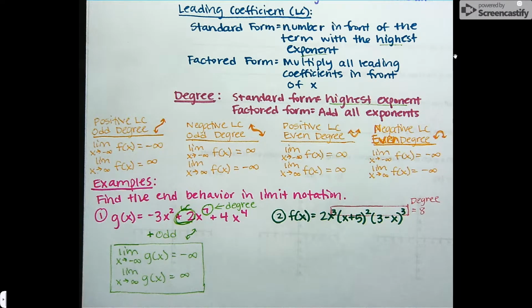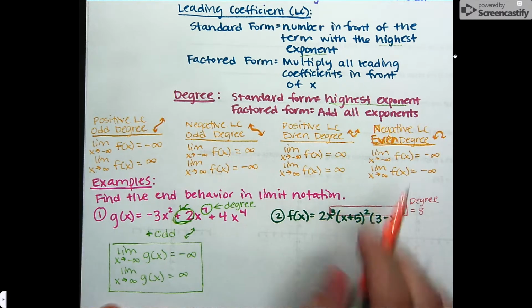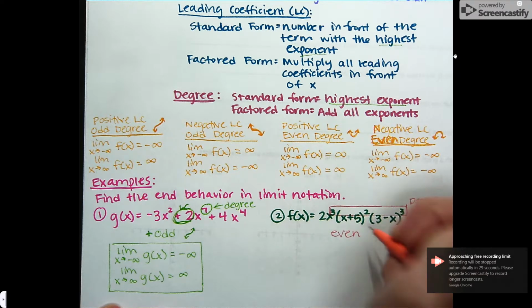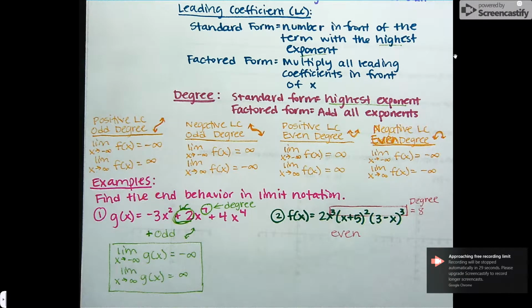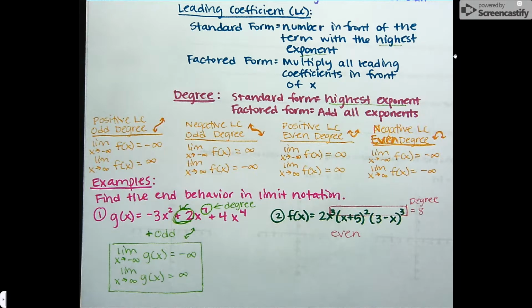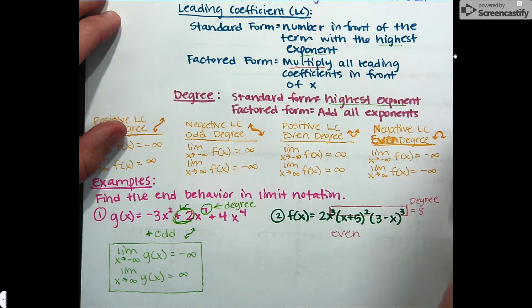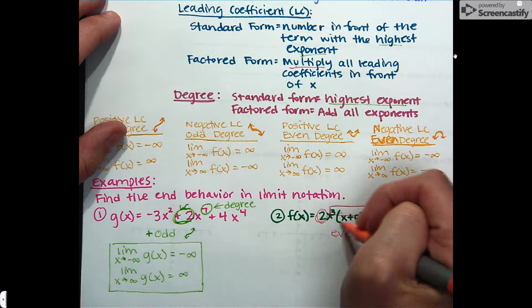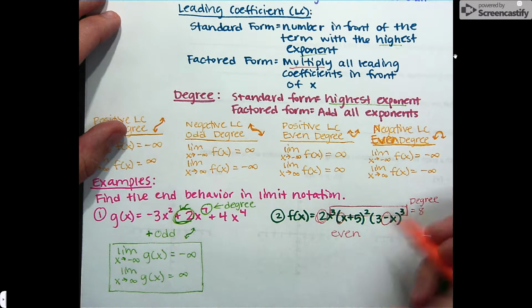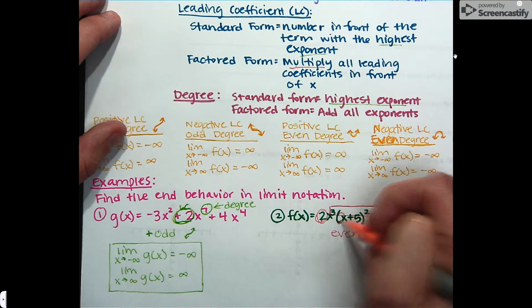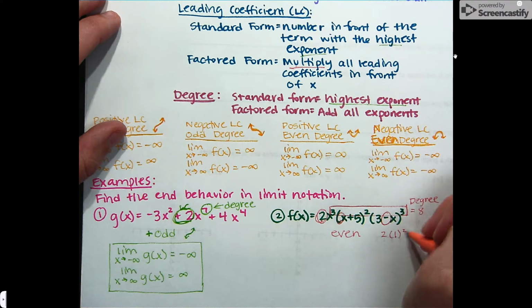Once again, I don't care that the degree is 8. I care if the degree is even or odd. And since 8 is an even number, I have an even degree. Then to find my leading coefficient, I'm going to multiply all leading coefficients of x. So I'm going to do 2 times 1 times negative 1. But you also need to take the exponents into account. So this 2 does not have an exponent. So 2 times 1 in front of this x, but then you have to square it, then times negative 1 in front of that x, but then I have to cube it.